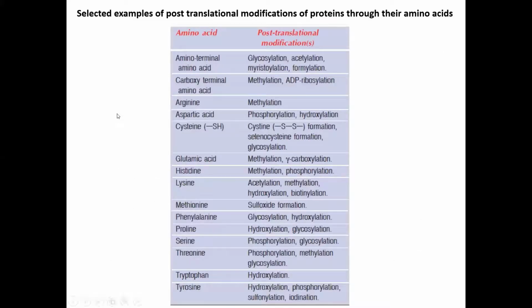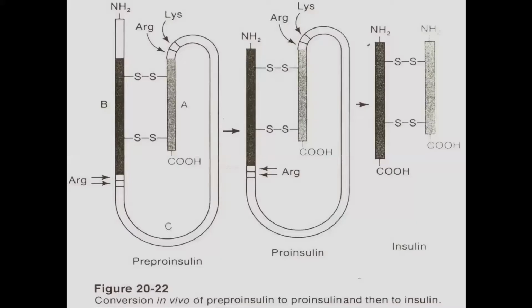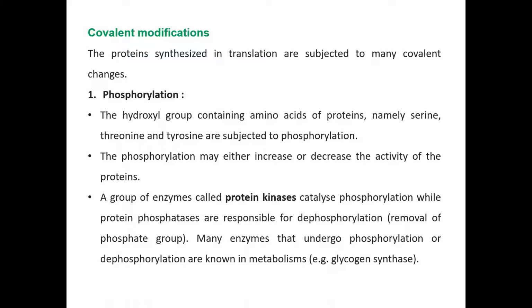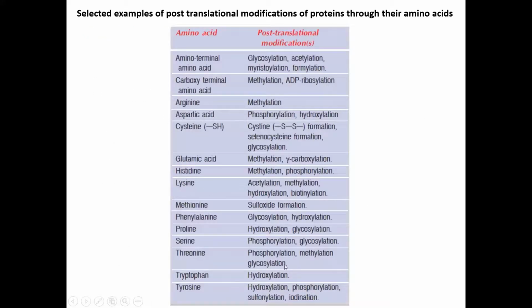Now this slide gives you the amino acids at which certain modifications can take place. You have amino terminal amino acids where glycosylation, acetylation, formylation etc. can happen. You have the carboxy terminal where methylation and ADP ribosylation happen. Whatever modifications were given in the previous slides, you can do that many, and these are for further information, the other modifications which also occur.